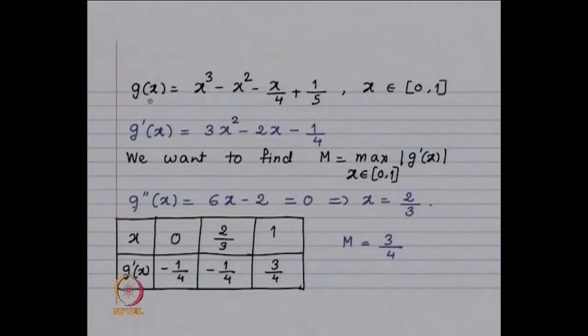Now, g of x is our function given by this. For a fixed point iteration, we need to calculate the maximum of modulus of g dash x over an appropriate interval, because that is our sufficient condition, that modulus of x n minus c is less than or equal to M raised to n into modulus of x 0 minus c. So, we need to calculate capital M, which is the maximum of modulus of g dash x over the interval. In our case, it is going to be the interval 0 to 1.